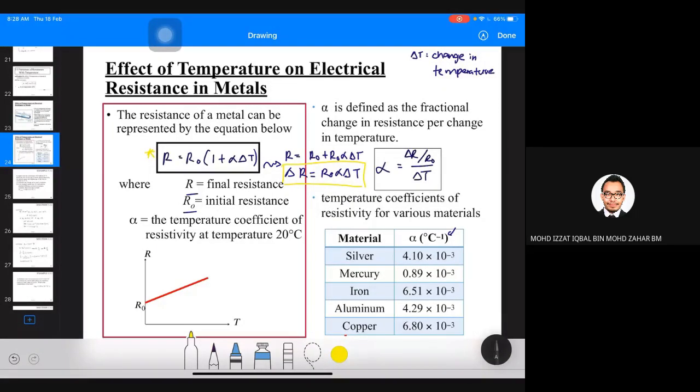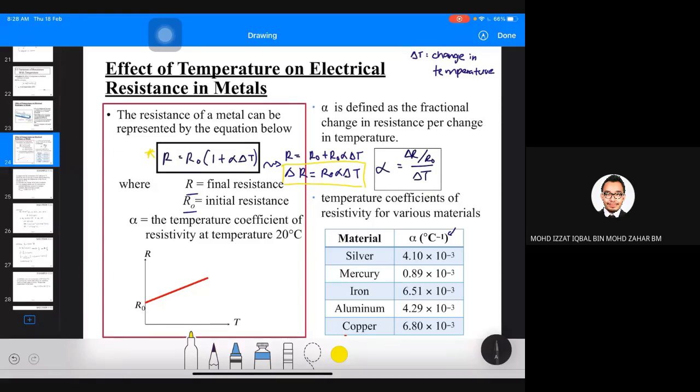So the difference between this chapter, this subtopic and other subtopics is that the question will specifically state that they have a change in temperature. So memang dia akan cakap, okay, ada perubahan temperature. So kamu memang tahulah itu adalah subtopik ini. You need to use this formula. Ada satu formula je, so shouldn't be a problem.